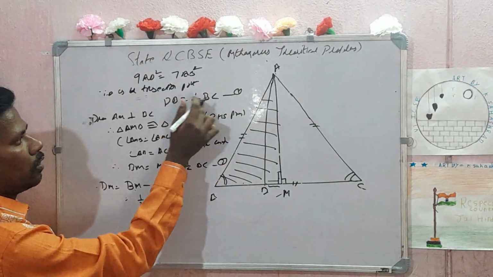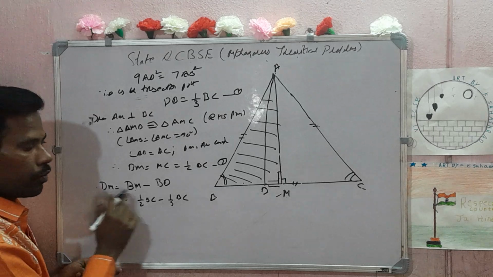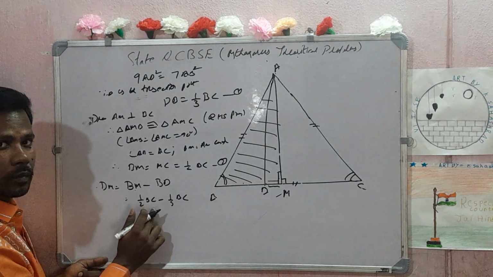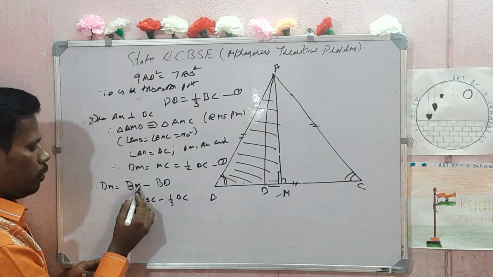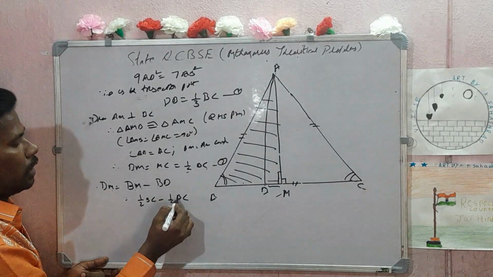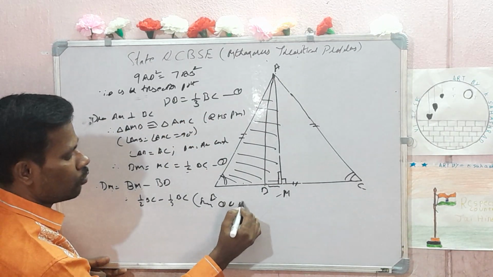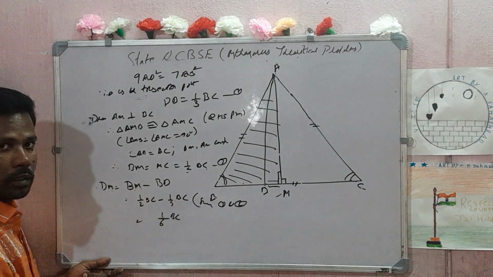BD length we already got, 1/3 of BC. So DM length is half of BC minus 1/3 of BC, as written from 1 and 2. Take the LCM. This is nothing but 1/6 of BC. Right?